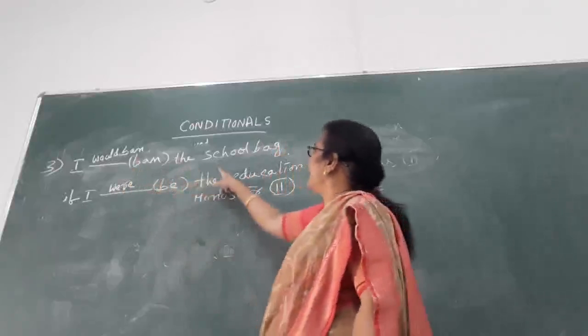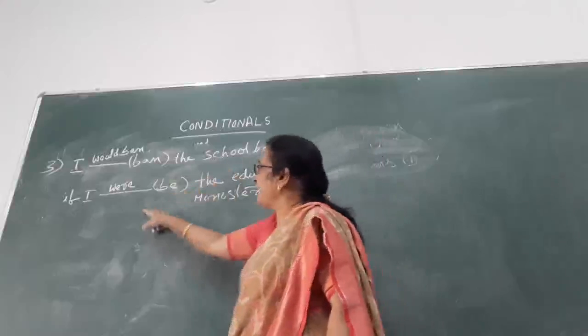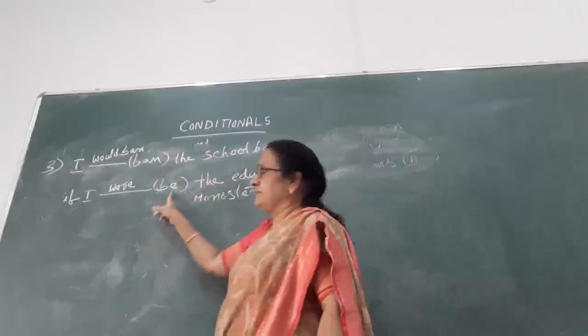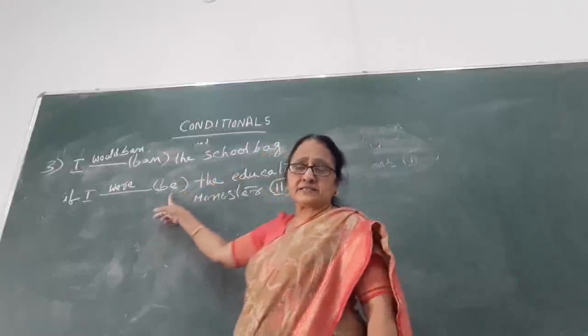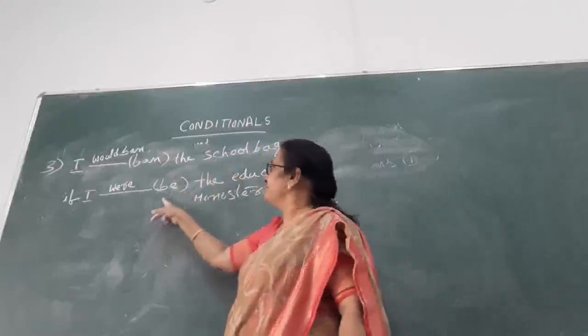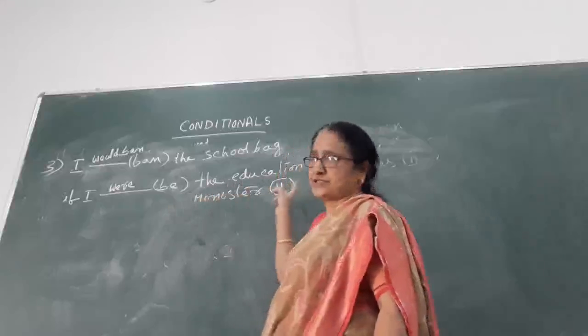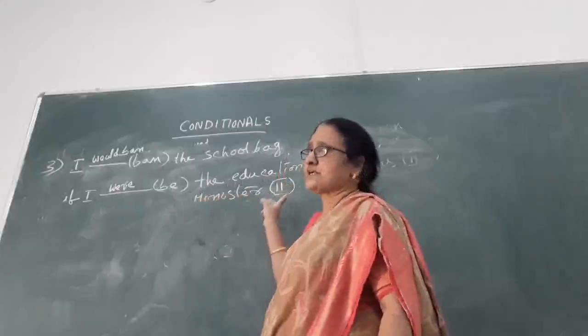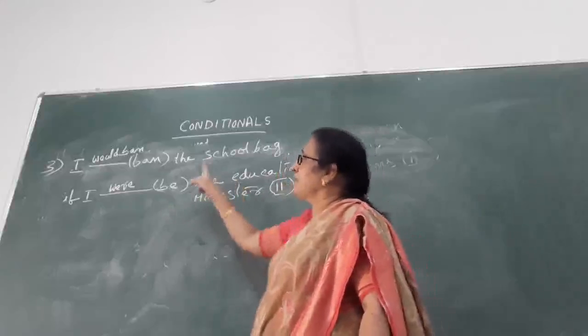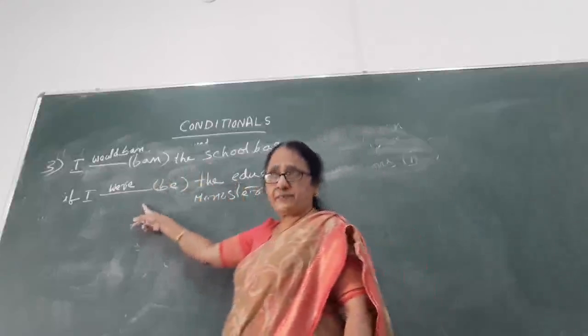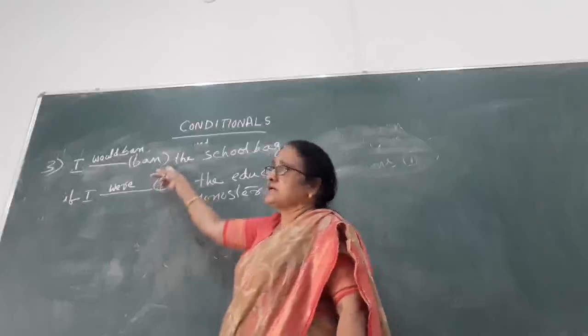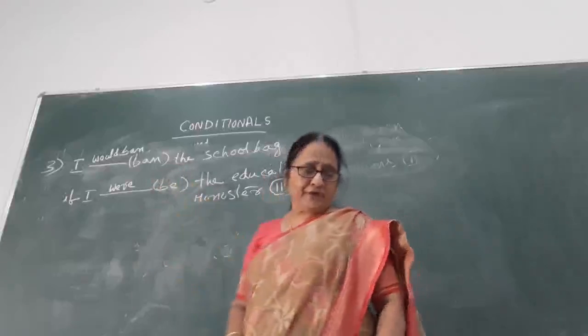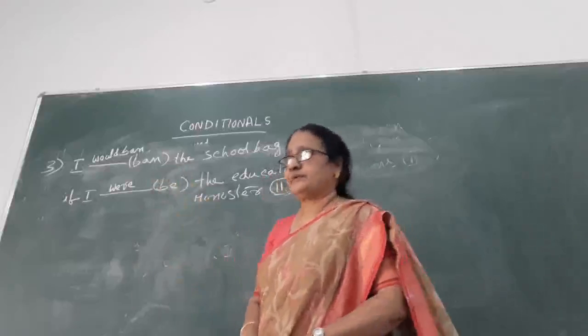So I would ban the school bag if I were. The V form of the past tense is were. If I were the education minister. So this is the second conditional. That's why we have to write the if clause in simple past, and the main clause will be would plus V1. Now I am writing the fourth bit here.